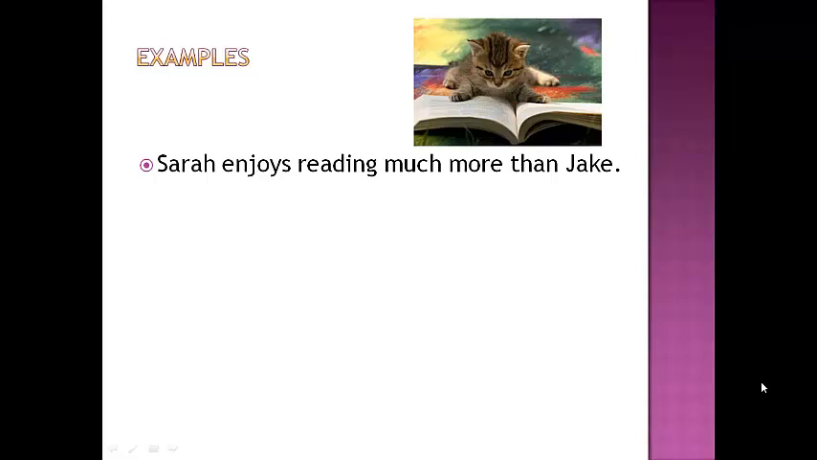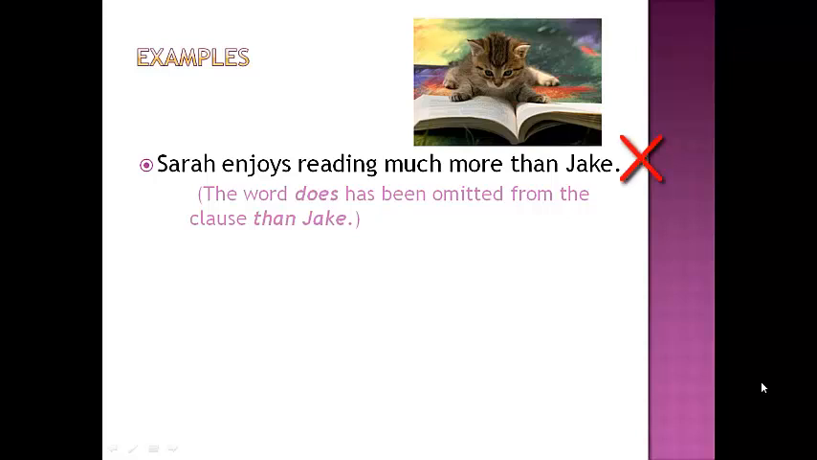Sarah enjoys reading much more than Jake. So in this situation, what's been omitted? And it's the verb does. So without the omission, our sentence would read, Sarah enjoys reading much more than Jake does. But since our hearer or our reader understands that, the second verb has been omitted. Let's look at one more example.